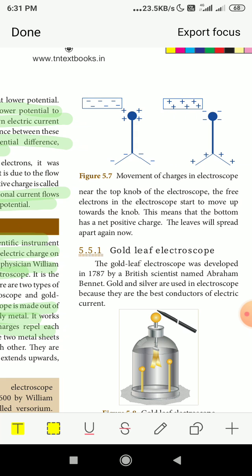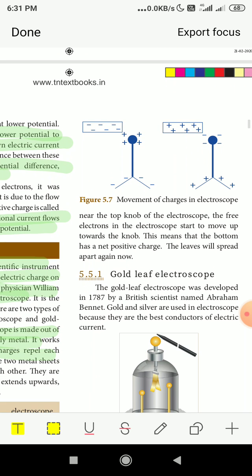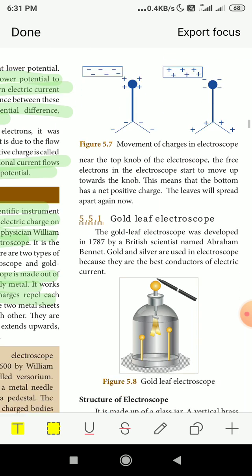Near the knob of the electroscope, the free electrons in the electroscope start to move towards the knob. This means that the bottom has a positive charge. Always the flow is from low to high, from negative to positive. The leaves will spread apart again. Like two leaf-like structures, they will move aside in both directions. This is the structure of a simple electroscope.